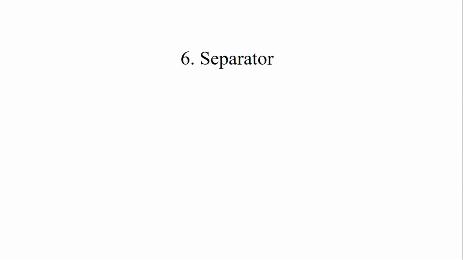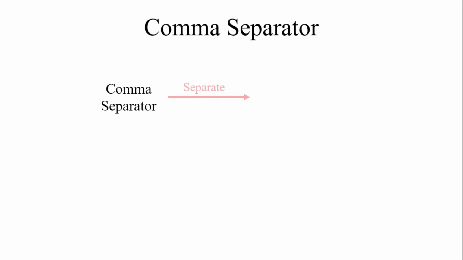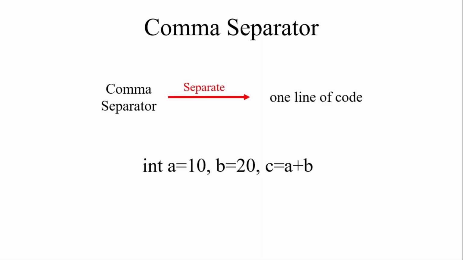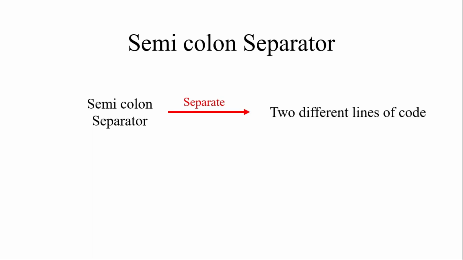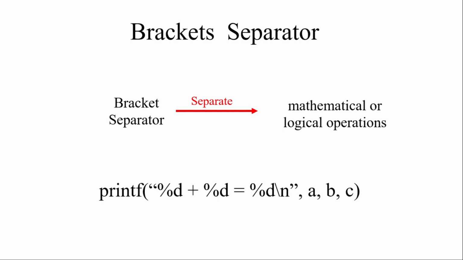The sixth and the last token is a separator. A separator in C programming language is used to separate program elements from one another. It helps in organizing the code for the programmer and for the compiler as well. Comma separator, semicolon separator, and bracket separator are the most common types of separators used in C programming language, and their usage can be seen as follows. Comma separators separate program elements in one line of code, whereas semicolon separators separate two different lines of code. Bracket separators are generally used to separate mathematical or logical operations.